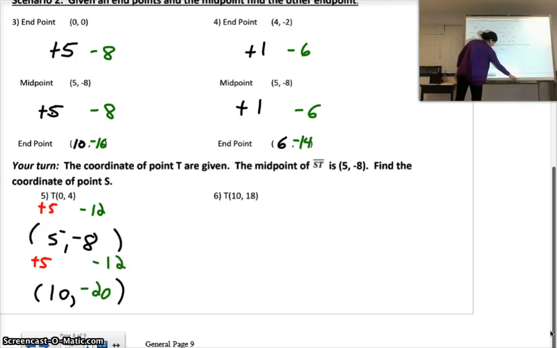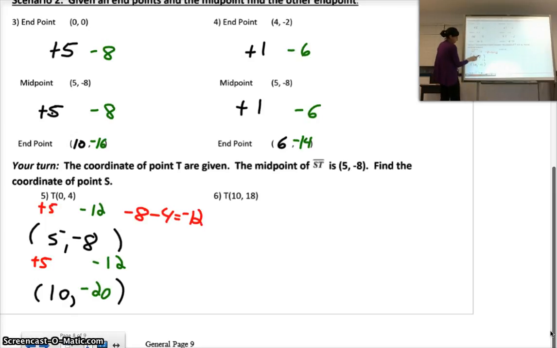If you have a hard time figuring out what this difference is right here, the easy thing to do is say the midpoint coordinate, which was negative 8, subtract 4. That's going to give you negative 12. Okay, so you're subtracting up. Negative 8 minus the other endpoint of y, 4, is going to give you negative 12. So you know what changed here. Okay, if you could pause the video, and then I will show you how to do number 6.